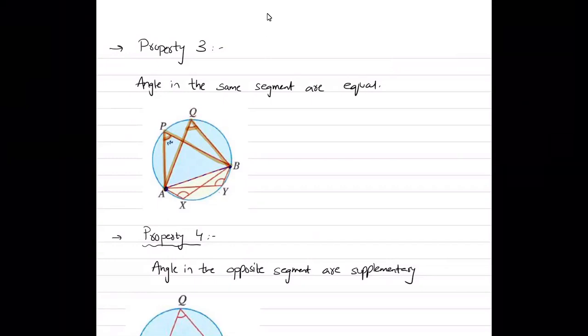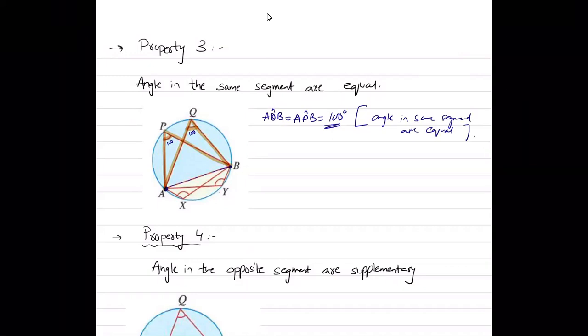So if this is 100 degrees, then this value is also 100 degrees. Angle APB is 100, and you are asked to find AQB, then AQB angle is going to be equal to angle APB, which is 100 degrees. And you are going to write the property that angles in same segment are equal.